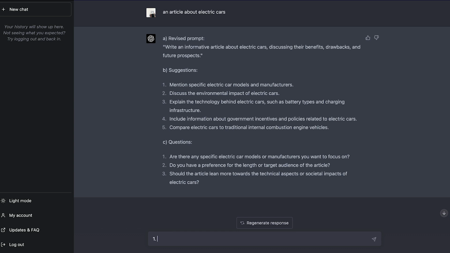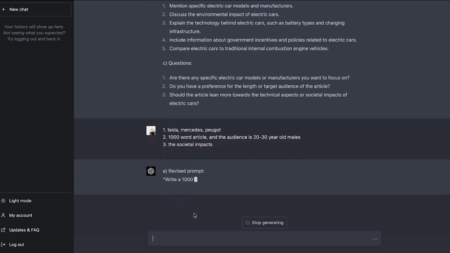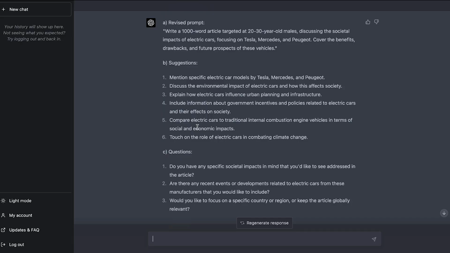So are there any specific electric car models? Okay, now let's have a look at what it does. So now it starts generating more, and it's revising the prompt again. And the idea is that it keeps revising the prompt until it's fully ready for you to go and copy and paste that prompt into ChatGPT and get the perfect results.